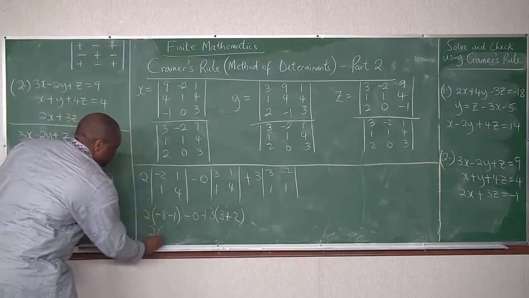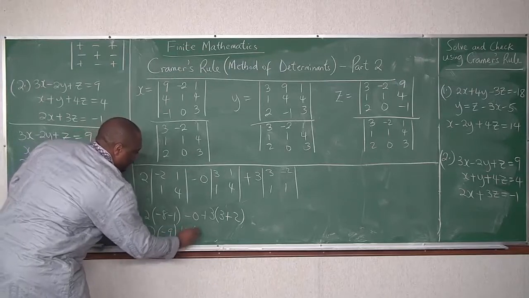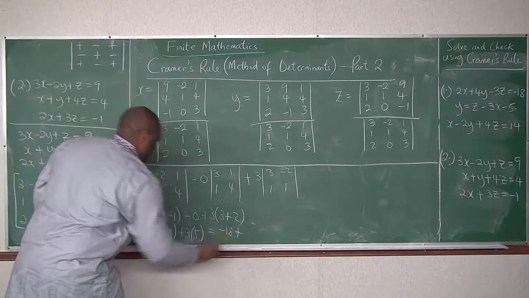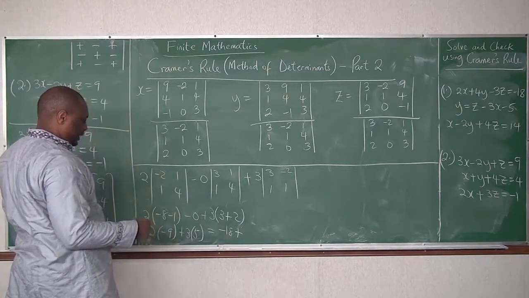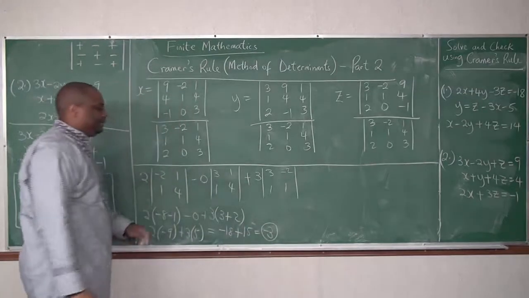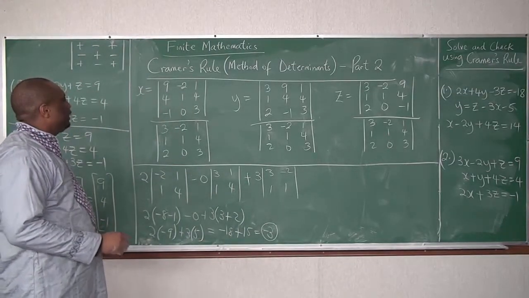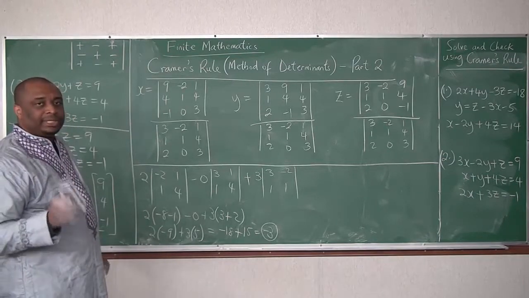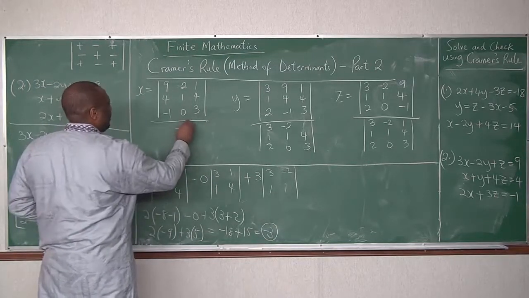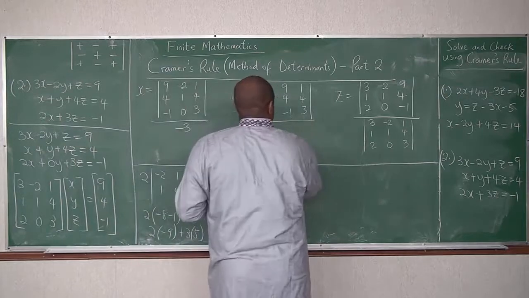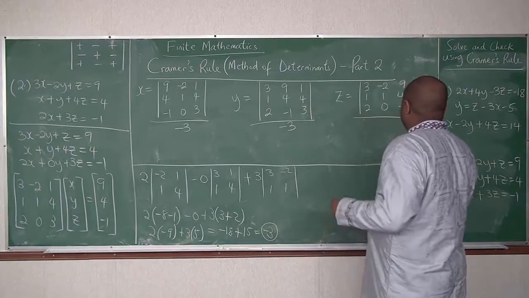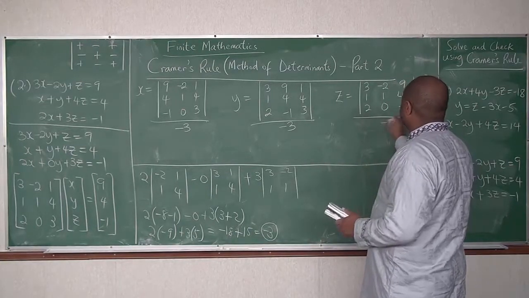Alright, so what do we have now? This is 2 times negative 9 plus 3 times 5. So which will be what? Negative 18 plus 15. And that is what? Negative 3. So negative 3 is our denominator, which is the determinant of the matrix of coefficients, or the coefficient matrix. So this will be negative 3, negative 3, negative 3.